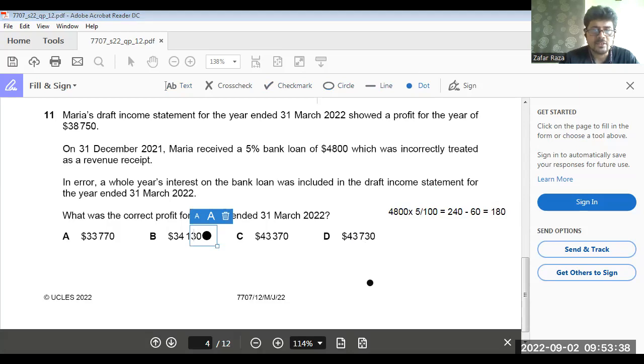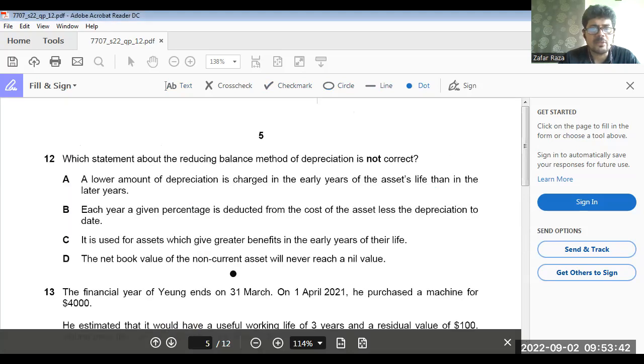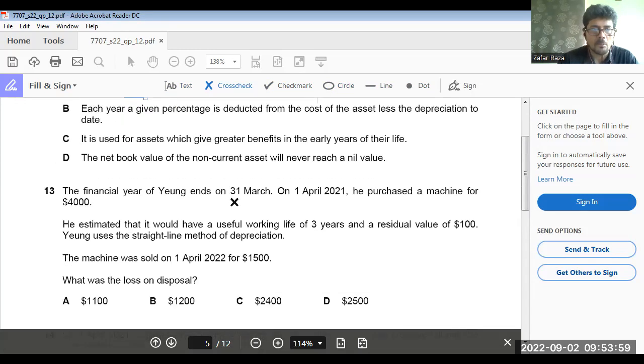Okay. Now see, next question. Which statement about reducing balance method of depreciation is not correct? A lower amount of depreciation is charged in the early years of an asset's life. Yes, this is the answer. This is not correct. In depreciation, in the early years the depreciation charge is high, not low. Okay, so A is the answer. Don't need to bother about other options. Okay.